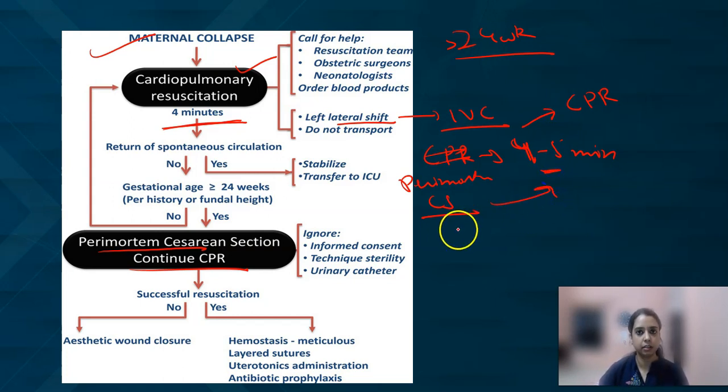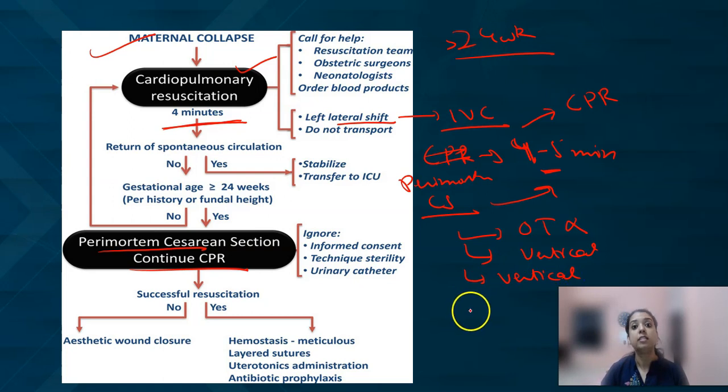So it's a very fast CS. You do it where the patient has collapsed. It is not done in OT. You want to do it fast, so you do it by a vertical incision from xiphisternum to the pubic symphysis. You make a big incision. On the uterus again you make a vertical incision. It has to be very fast and you deliver the baby. Okay, then you start the CPR again.